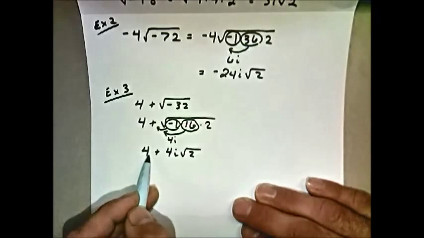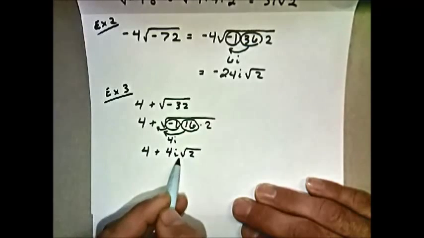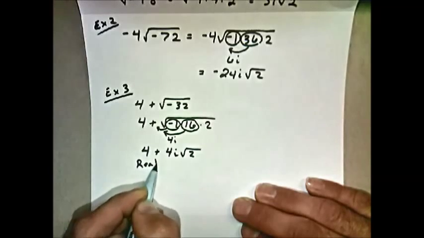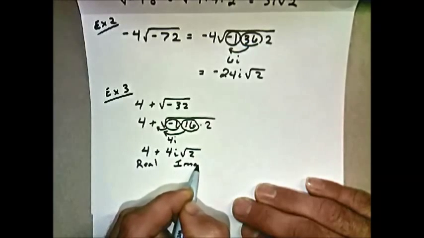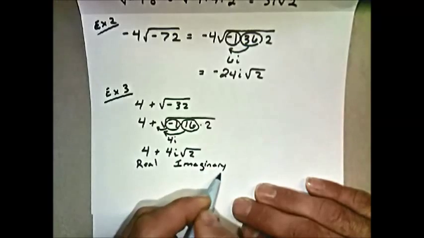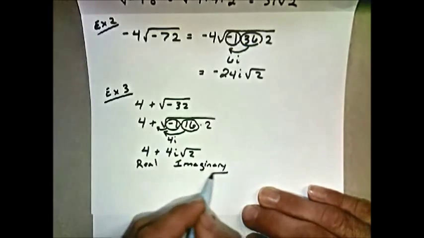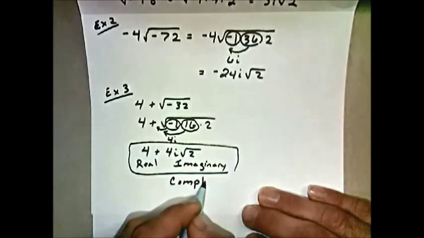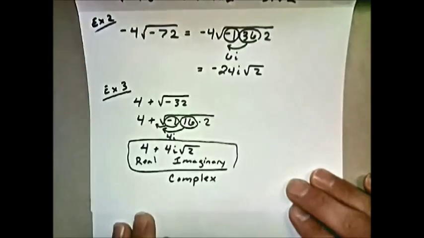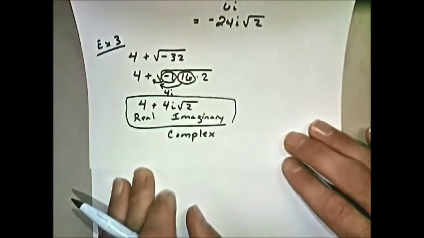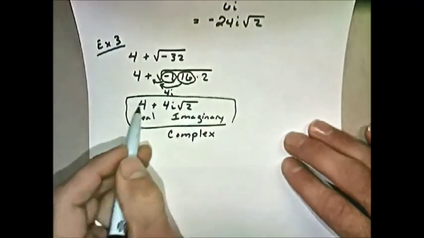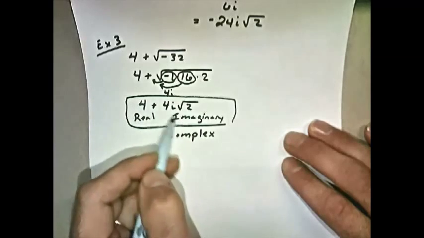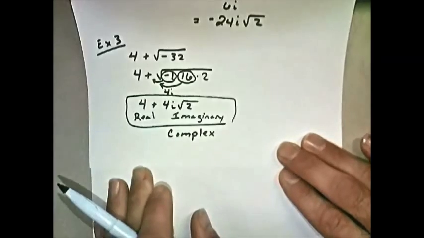Notice we have our real part and we have our imaginary part. Together it makes the complex. So here's our real, here's our imaginary. Together it's a complex number within a complex number system. We normally like to have all of our answers in the real plus the imaginary or minus the imaginary.